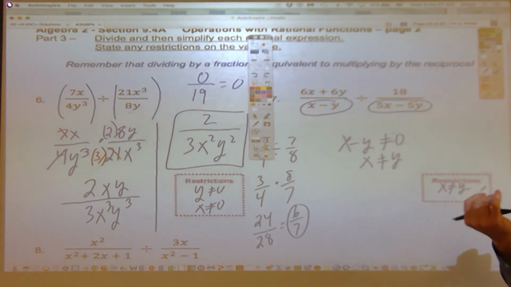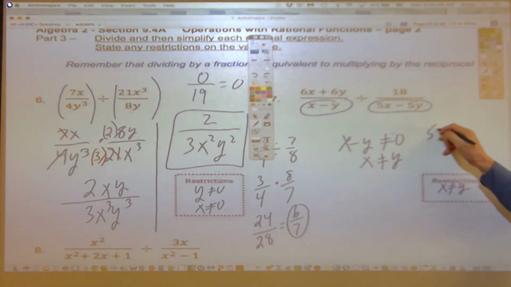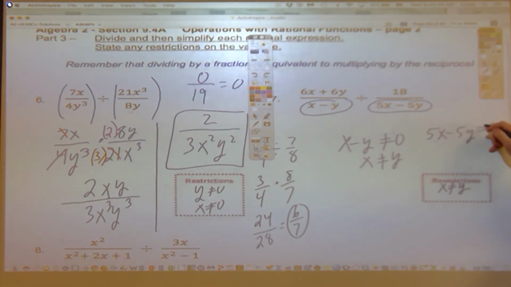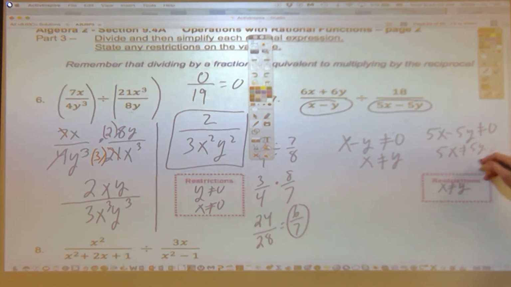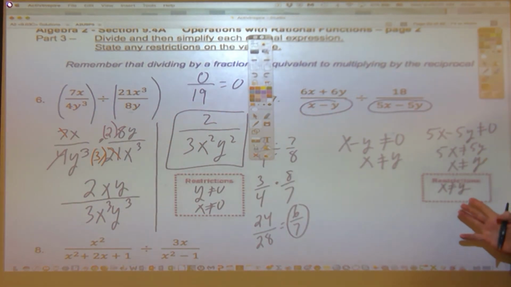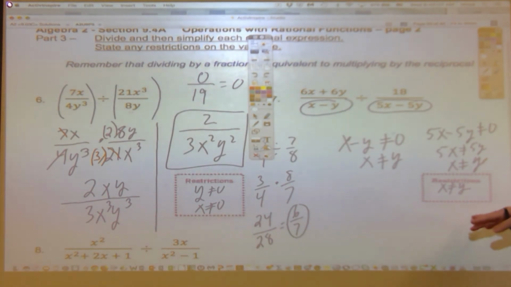So here's a new restriction. It's a restriction where both sides of the does-not-equal sign have letters. x cannot equal y. Also, this other denominator, 5x minus 5y, is not allowed to be equal to 0. Therefore, 5x cannot equal 5y, but dividing by 5 gives us the same thing. So we don't have to write it twice. We're not obligated to write the restriction twice when they're identical. So we're good to go. We've got the restrictions. Arguably the hardest part of this stuff is the restrictions.